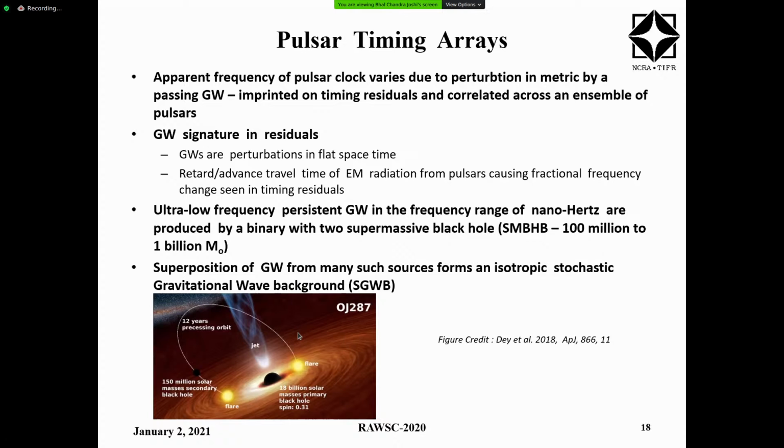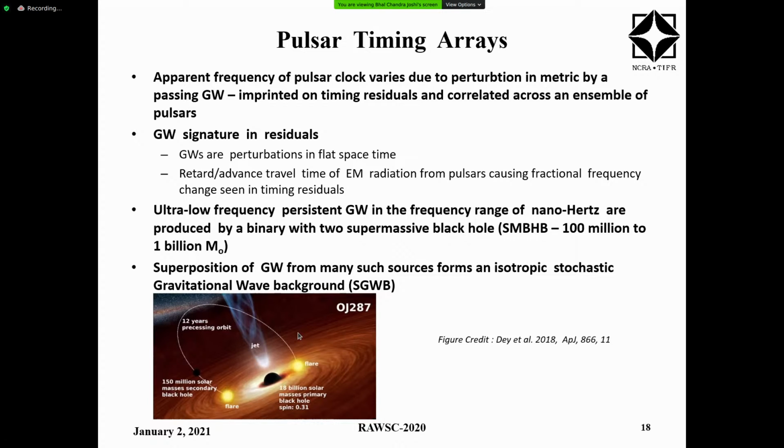Okay. One candidate example of this is the system known as OJ287, which has a 12-year orbit. The assumption is that it has a 12 year orbit, and it has two black holes. One is 150 million solar masses, and the other one is 18 billion solar masses. And both the black holes go around each other.